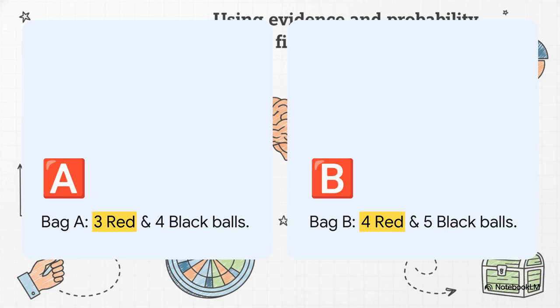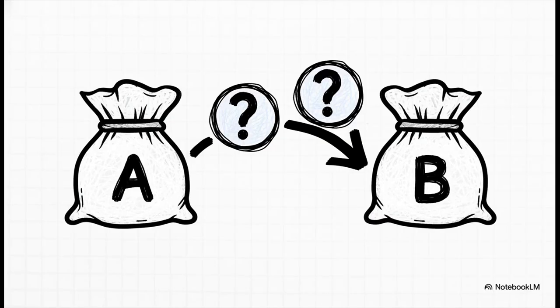Well, for now. And here is where the plot thickens. Something happens in secret. 2 balls, we don't know which color, are taken from bag A and moved over to bag B. This one little move, done in the shadows, completely scrambles the situation and kicks off our entire puzzle.